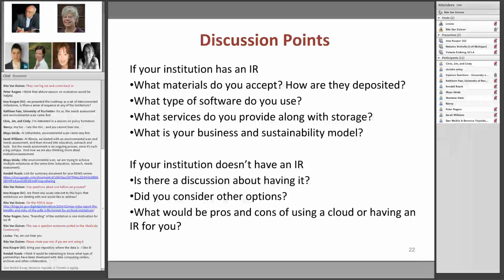There seems to be some activity going on in the chat window, and Vesela, I'm going to turn it back over to you and to the participants for those institutions that don't have an IR. So yeah, let's hear from those institutions who don't have an IR. What about the motivation to get one? Are you thinking about one, and have you considered other options, and how do those other options fit with your goals?